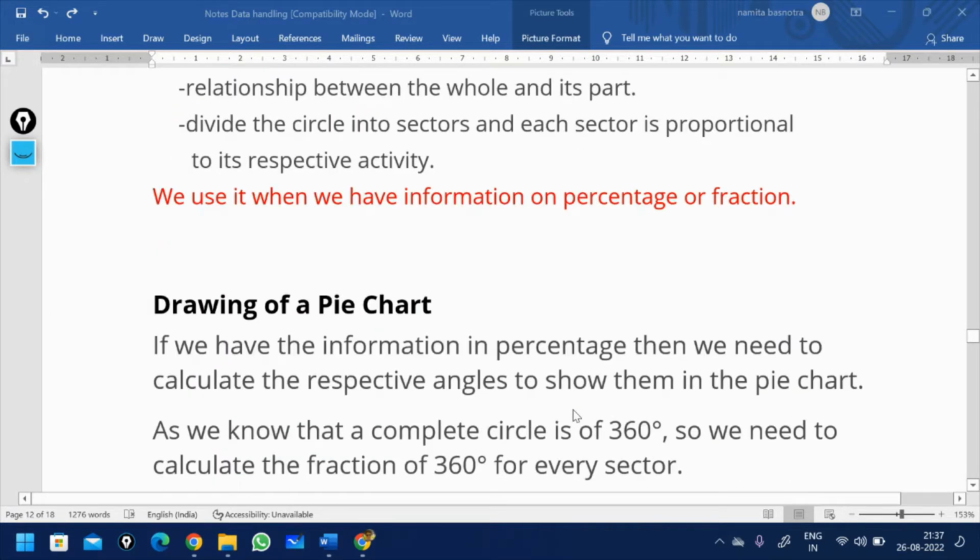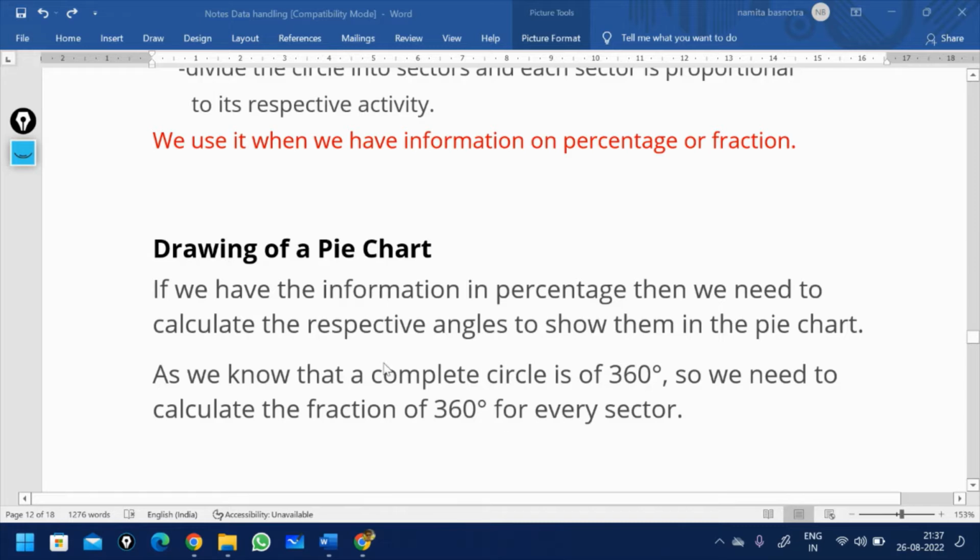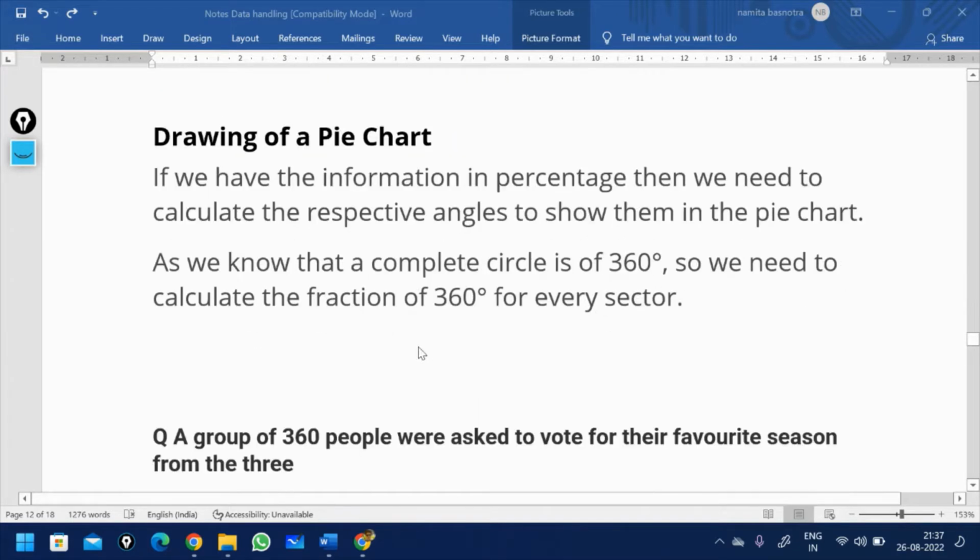So for drawing a pie chart, for example, if we have information in percentages, then we need to calculate the respective angle to show them in the pie chart. As we know that the complete circle is 360 degrees, so we will be calculating the fraction of 360 degrees to distribute the information into every sector, and then we'll be representing that in the form of a pie chart. So let's quickly do a few questions here.